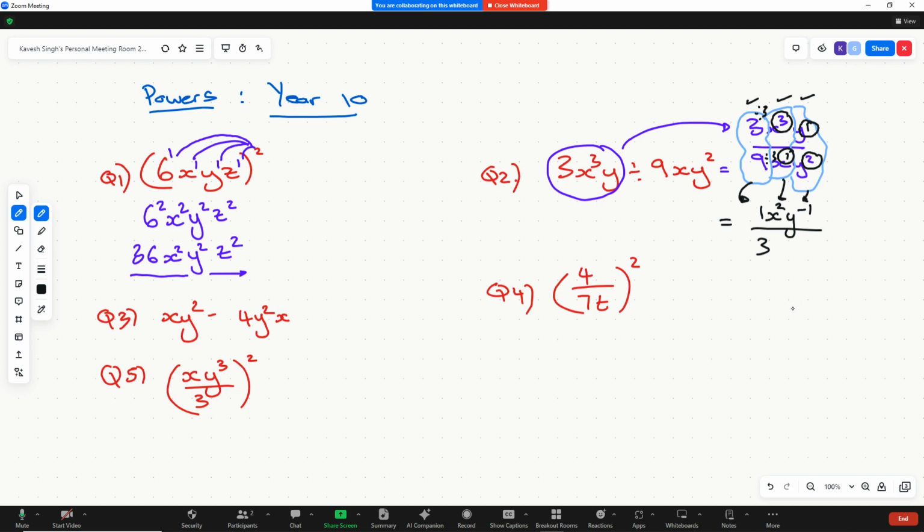We don't like negative powers. So if you get a negative power, you move it from the top to the bottom or from the bottom to the top, and you change it into a positive power. And we normally ignore 1. We just write it as x squared over 3y. And that'll be the final answer there with those kind of powers. All right.